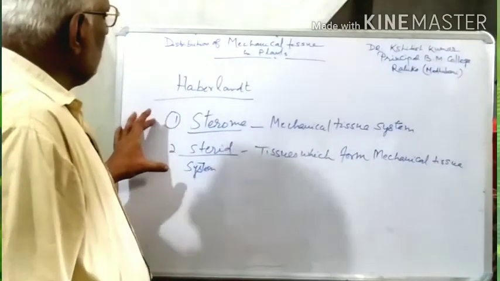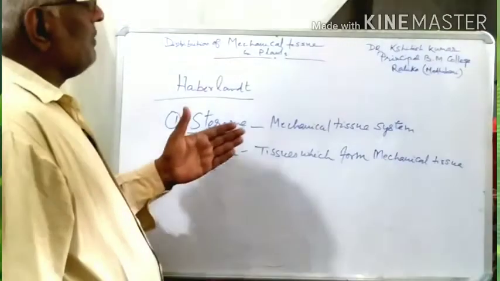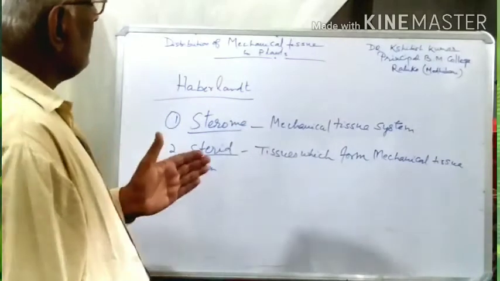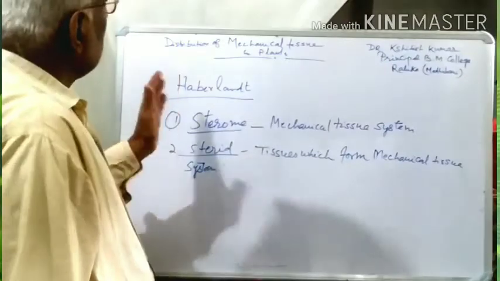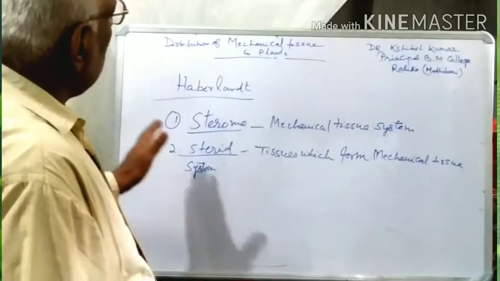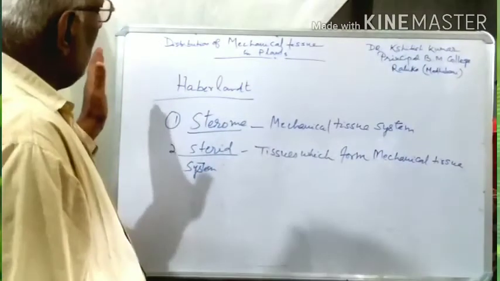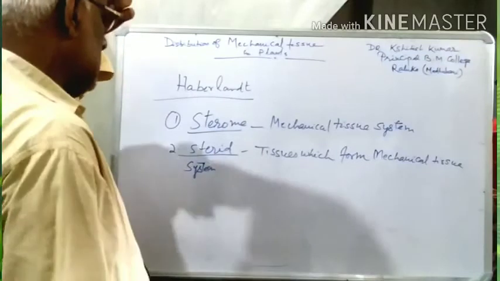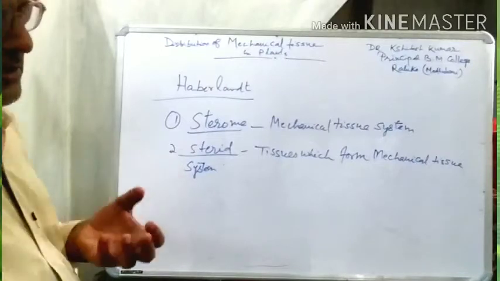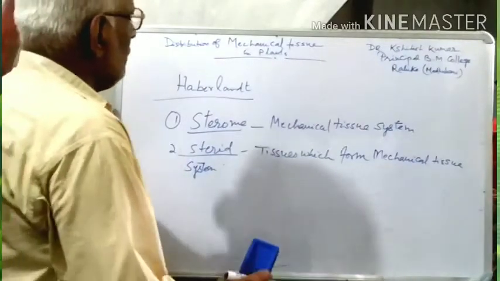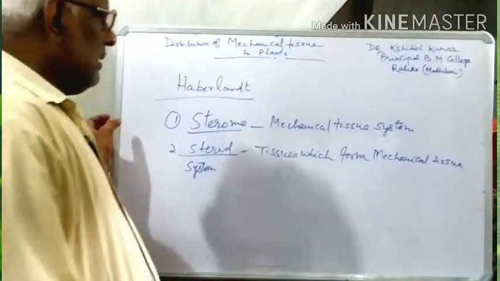So he used two terms for the proposition of the mechanical tissue system inside the plant. Actually it is a biological term that is used inside botany, mostly in anatomy. So now these are all about the introduction of the mechanical tissue system. We should deal with them one by one.